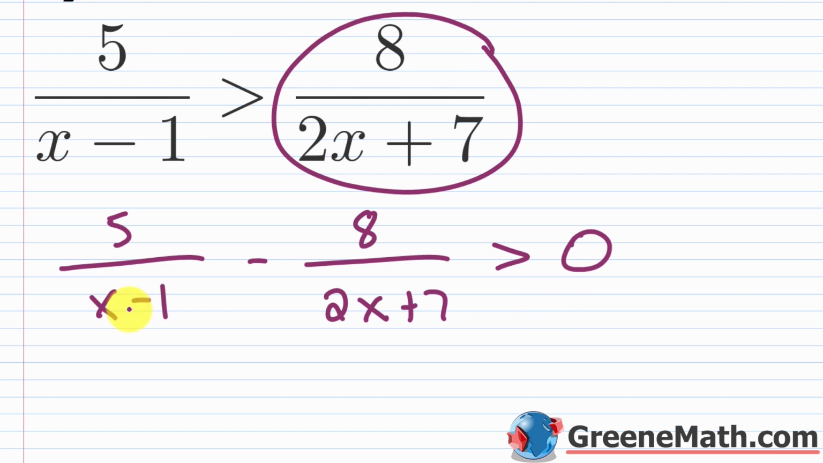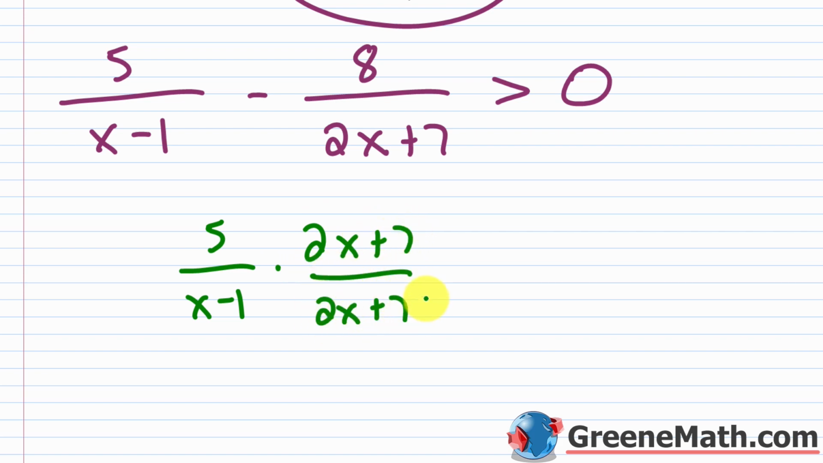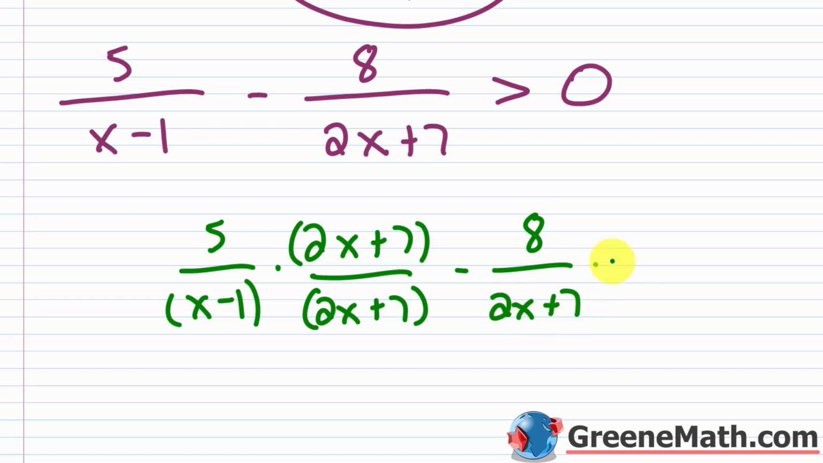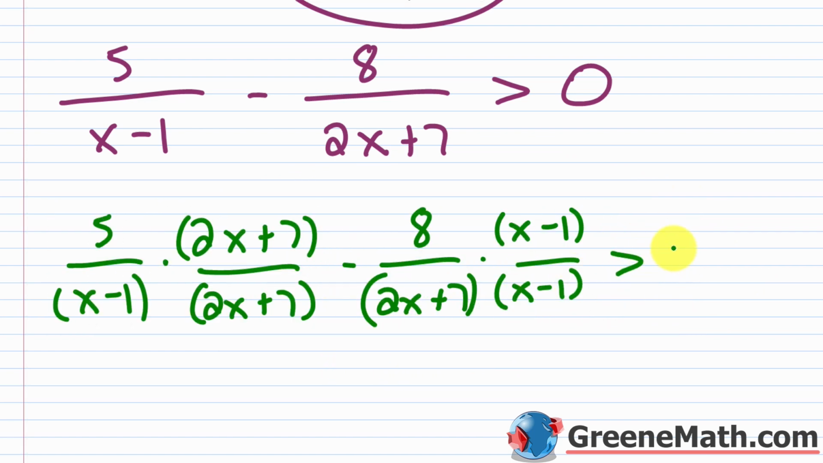So the LCD would be the quantity x minus 1 times the quantity 2x plus 7, because there's nothing in common between those two denominators. So we'll say this is 5 over x minus 1, multiplied by 2x plus 7 over 2x plus 7. Then we have minus 8 over 2x plus 7, times x minus 1 over x minus 1. Let me slide this down just a little bit, and I'll say this is greater than 0.